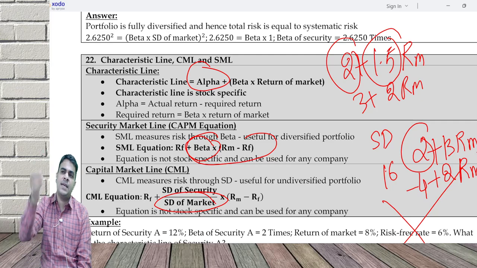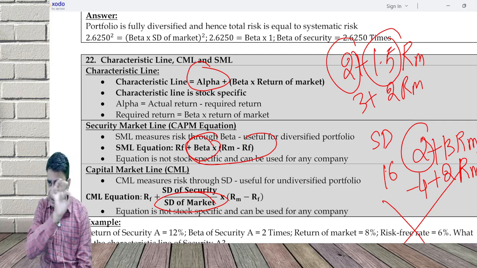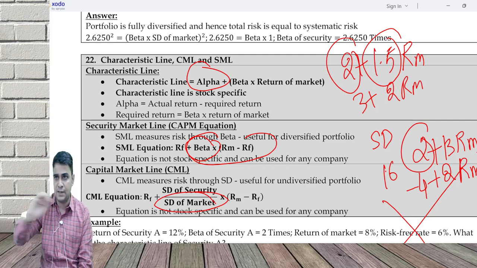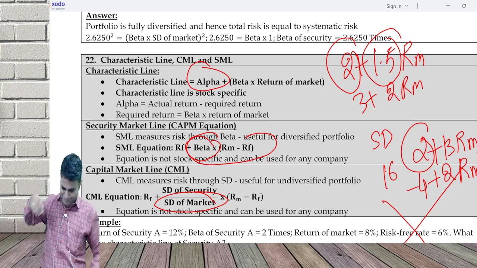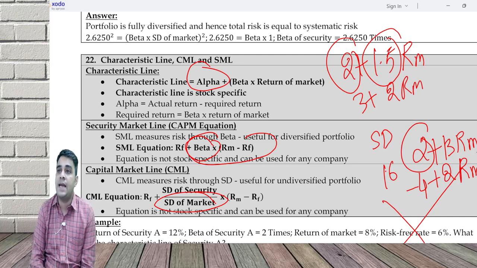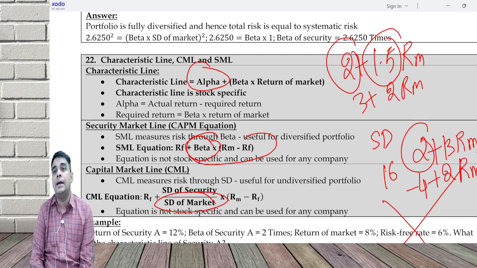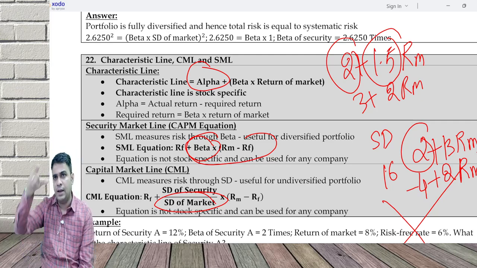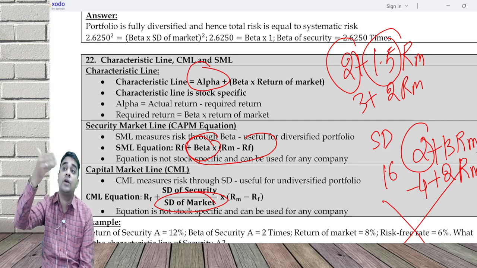SML or CAPM says RF plus beta of security divided by beta of market into RM minus RF. You don't divide, but that is the formula. And your capital market line says RF plus standard deviation of security divided by standard deviation of market into RM minus RF. Each of the three can give you a different required return. Compare with actual, and each of the three can give you a different alpha.